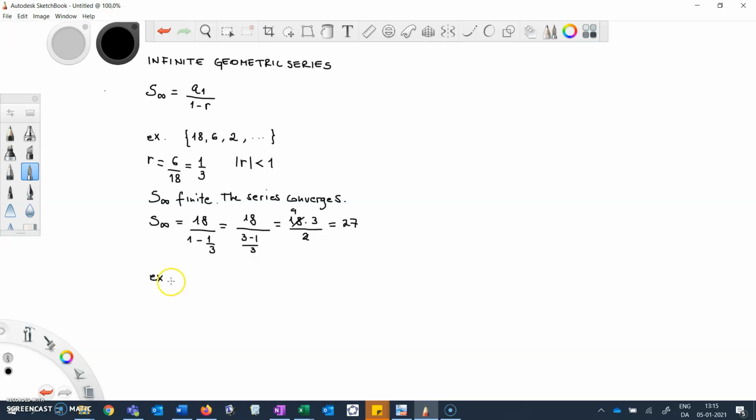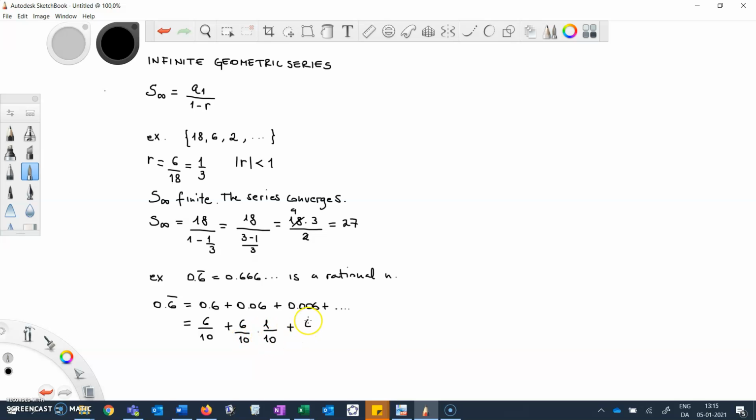So let's suppose that we have to prove that 0.6 periodic, which means 0.6666 and so on, is a rational number. Now, how to do so? Well, we can express actually 0.6 periodic as 0.6 plus 0.06 plus 0.006 plus and so on. This can be also written as 6/10 plus 6/10 times 1/10 plus 6/10 times 1/100, which is 1/10 squared, plus and so on.